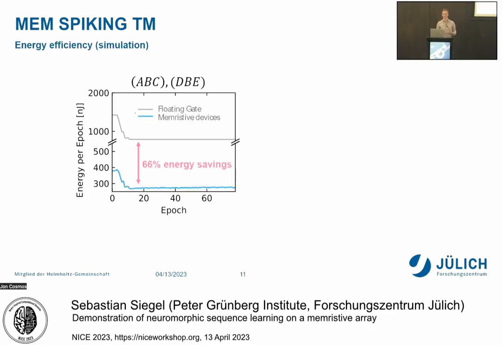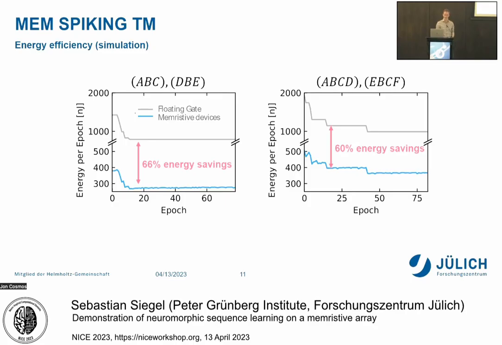And to wrap up, the initial idea of using memristive hardware in a neuromorphic system is to gain energy efficiency. Here in blue, you can see the energy consumption per epoch during the training in the simulation case. And as you can see, we have an intrinsic decrease of energy consumption during the training. We start here at 500 nanojoules and end up at 300 per epoch. And this is exactly where the spiking becomes sparse. We also compared this to a floating gate implementation of the algorithm and could show that we save 66% of energy at least. And this also holds for more complex sequences.